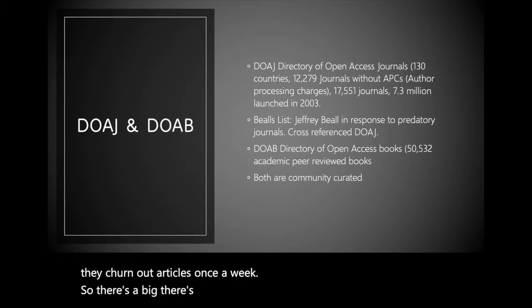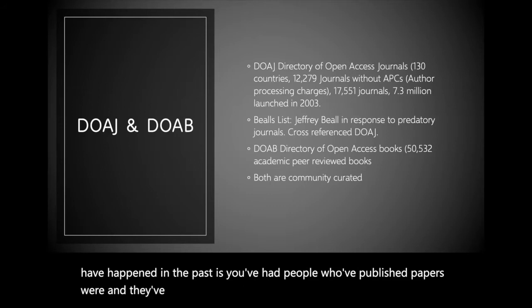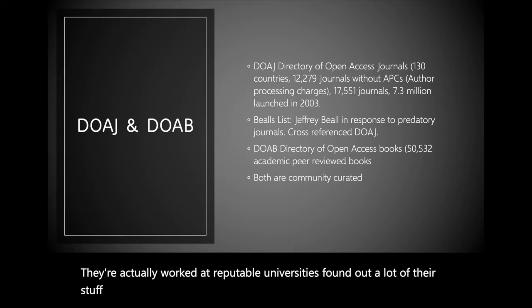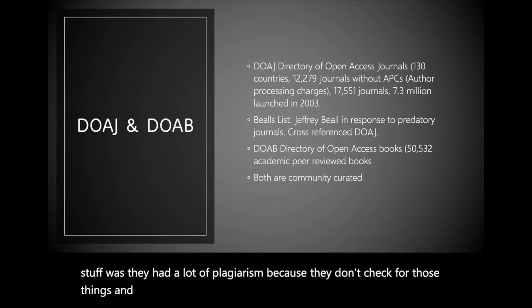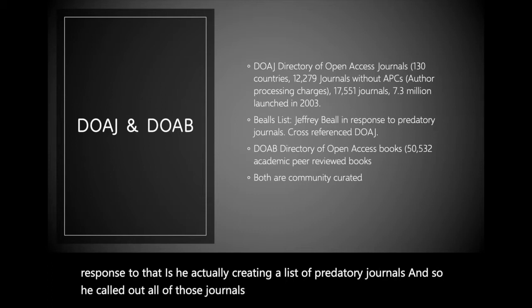What has happened in the past is people have published papers, and they actually worked at reputable universities, and it was found that a lot of their work had plagiarism because those journals don't check for those things, and some of those people were fired. So Jeffrey Beall, in response to that, created a list of predatory journals. He called out all of those journals. A lot of those journals tried to sue.